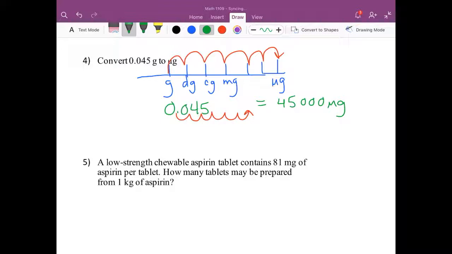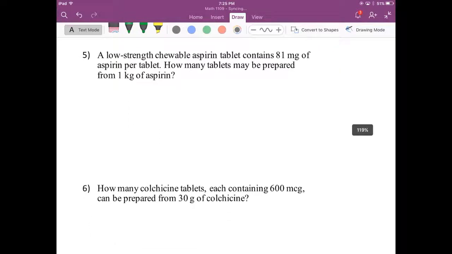Okay, so I get 45,000 micrograms. Okay, let's look at this in terms of some word problems. A low-strength chewable aspirin tablet contains 81 milligrams of aspirin per tablet. How many tablets may be prepared from 1 kilogram of aspirin? So here we're asked, we have a total number and we're told how many is in each.